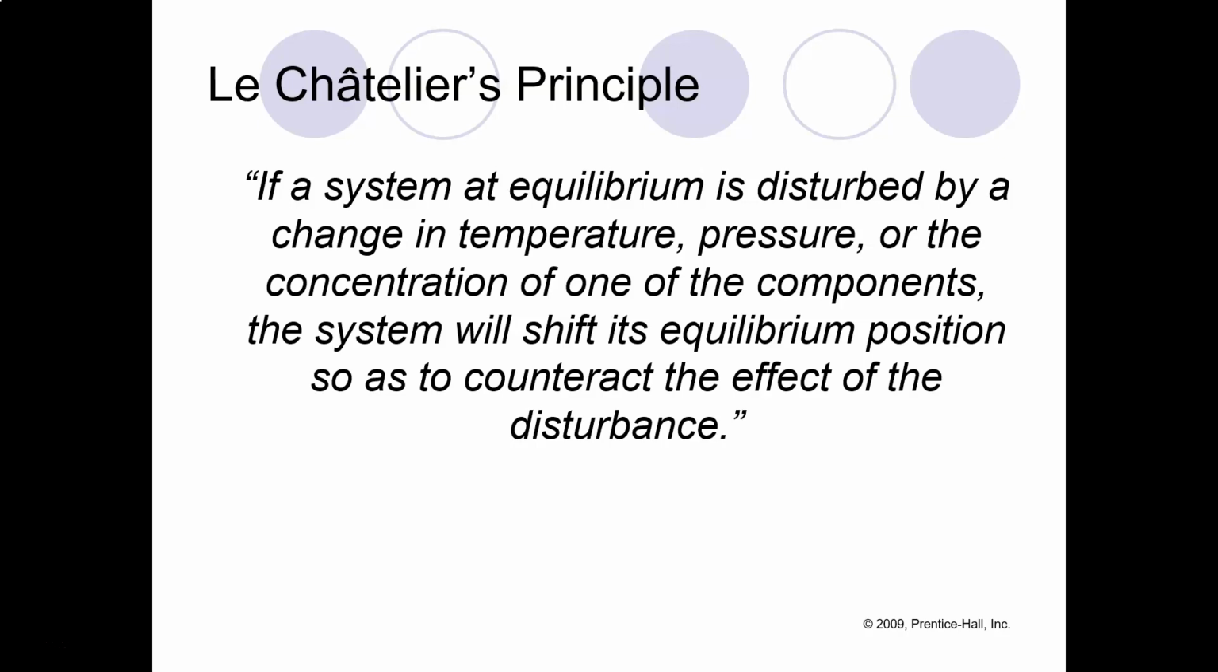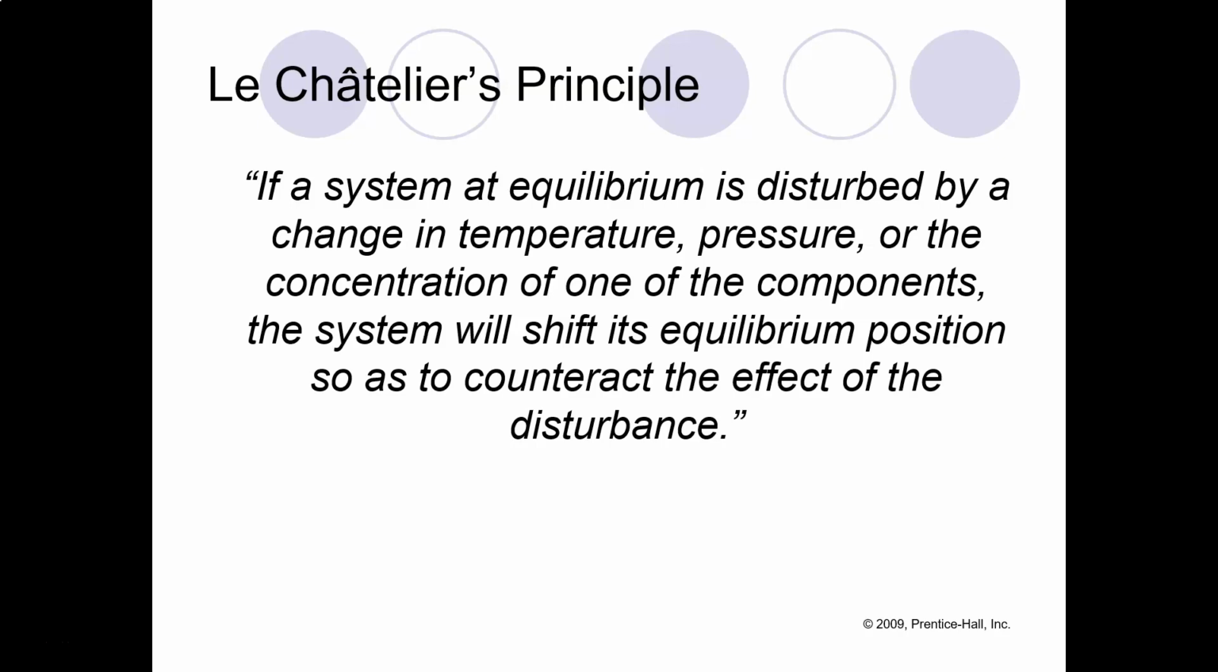So the official definition of Le Châtelier's principle is there. If a system at equilibrium is disturbed by temperature change, pressure change, or a change in the concentration of one of the components, the system will shift its equilibrium position to counteract the effect of the disturbance. Okay, so in regular words, when a reaction gets to equilibrium, it stays there. It's going to stay there until someone screws with it.